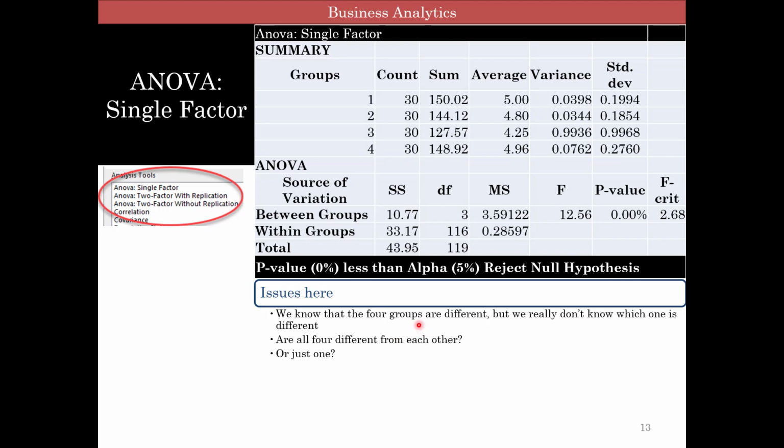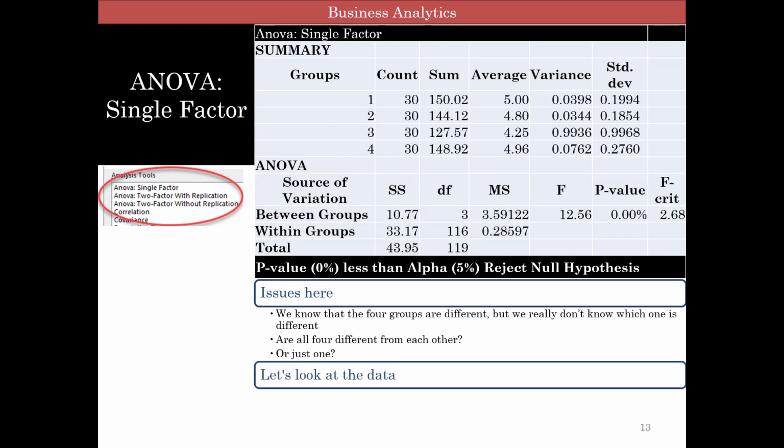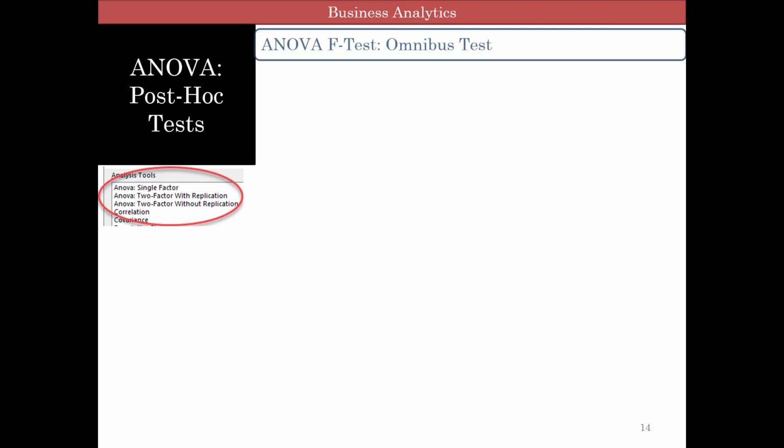So we know that there's a difference here, but we don't know which one is different. Are all 4 different from each other? Just one? We can look at the data and suspect that 3 is the one which is different, but really we don't know. And there's something called post hoc tests, which is there in more sophisticated software, which is not available in Excel right now. So let's talk about what these post hoc tests are.